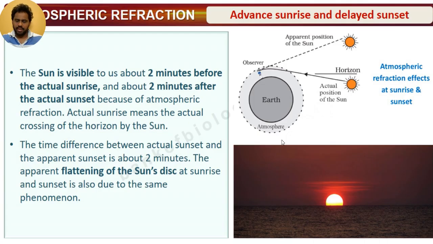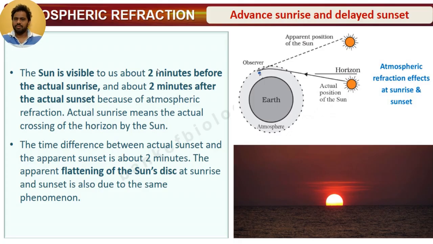Now let's move ahead and try to understand another important phenomenon that occurs due to the refraction of light. We get to see an advanced sunrise. The sun has not risen, but we see the sun. That's an advanced sunrise. And delayed sunset means the sun has set, but we still see the sun. This happens due to atmospheric refraction effects.